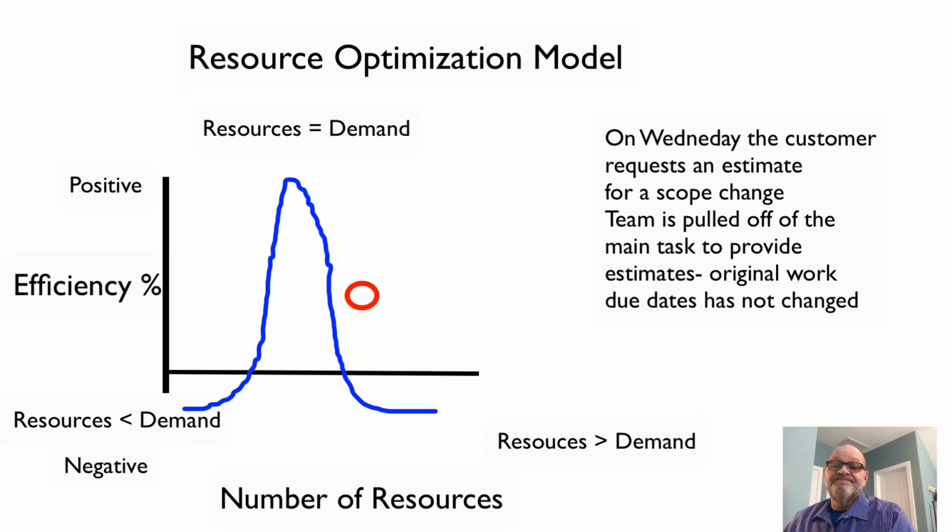On Wednesday, the customer requests an estimate for a scope change. The team is pulled off their main task to work on the estimate. This takes most of the day, and again, we find demand from the main task dropping below resource levels, just like we had in the meeting. Can you guess what's going to come next?